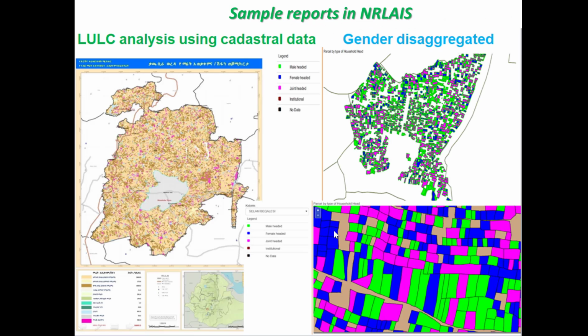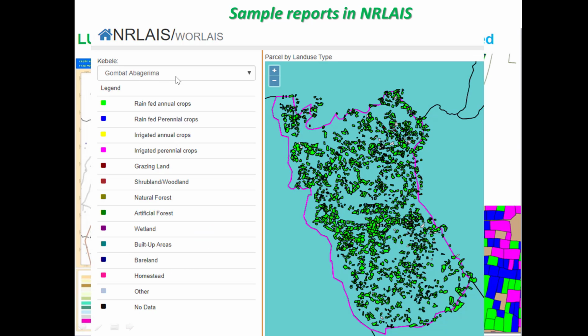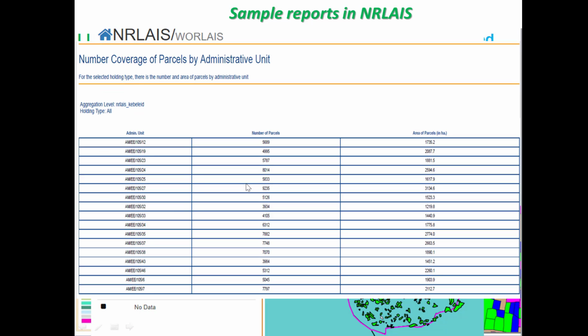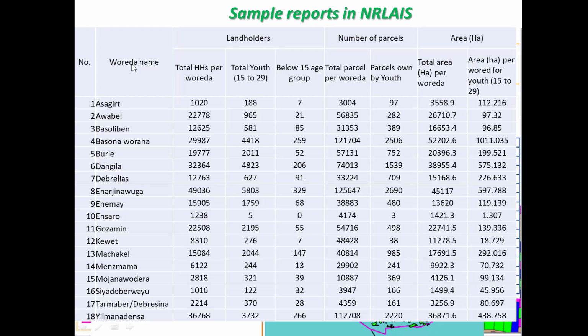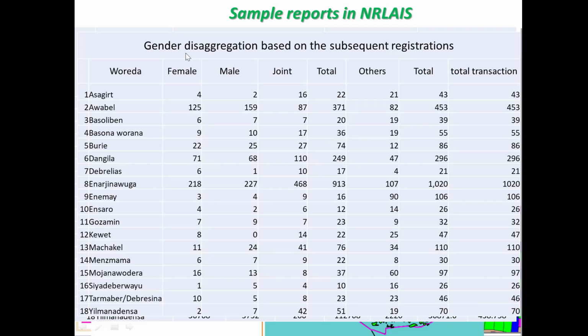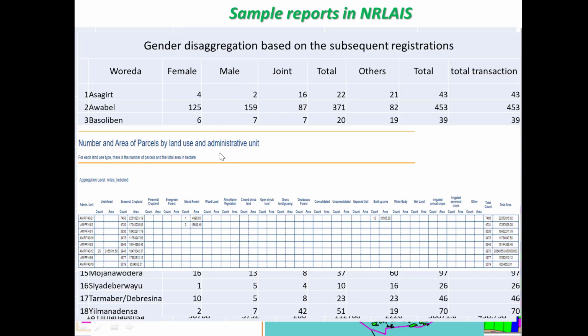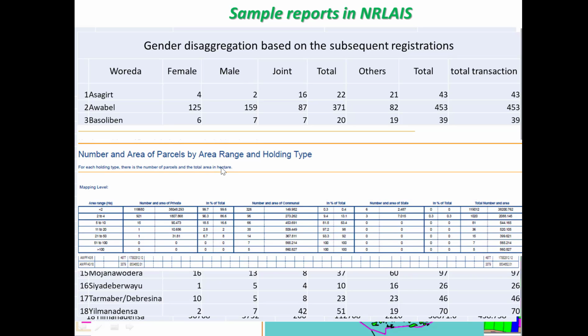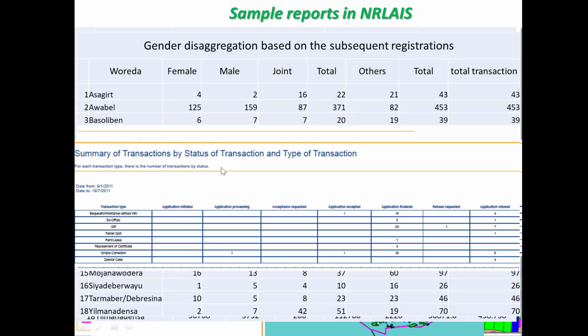This is a sample of the reports based on the database. This is the integrated textual and spatial data. And also this is the number of covered parcels. And this is the use related data. And this one is gender disaggregated data. This one is also land related data on the textual part, if you want. This is the area range. And also this is a summary of transactions.